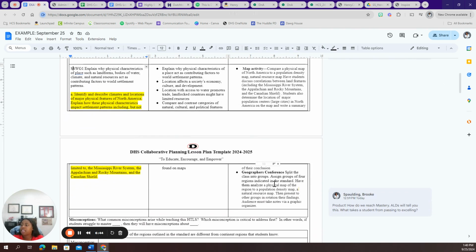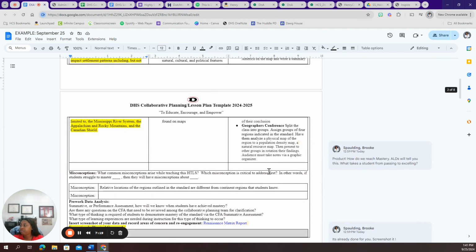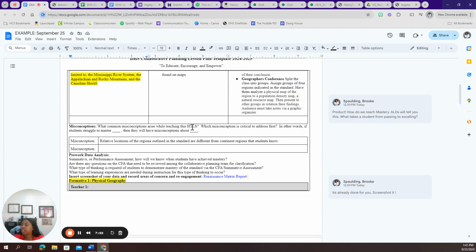Then I might even do what we call a geographer's conference, where I have students in groups and they're given different regions so that they can analyze the maps themselves, which is the higher order thinking. Then they can go around and take notes on each other's presentations, and they can also use a graphic organizer, things of that nature, to help them explain the regions. So these are all things you want to think about in depth that are going to get them to proficient or distinguished. Then as we go down through the document, it goes into misconceptions.